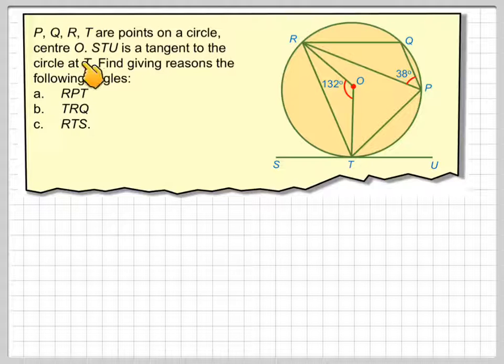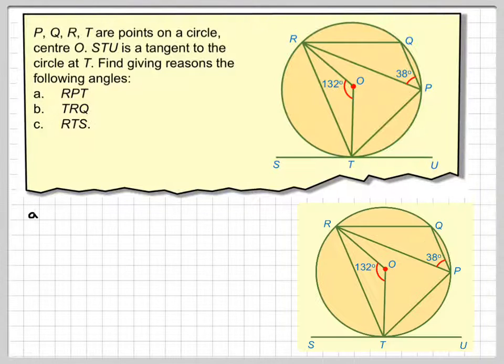P, Q, R and T are points on a circle, centre O. STU is a tangent to the circle at T. Find, giving reasons, the following angles: RPT, TRQ and RTS. Right, so the first one we're going to find is RPT, which is this one here.